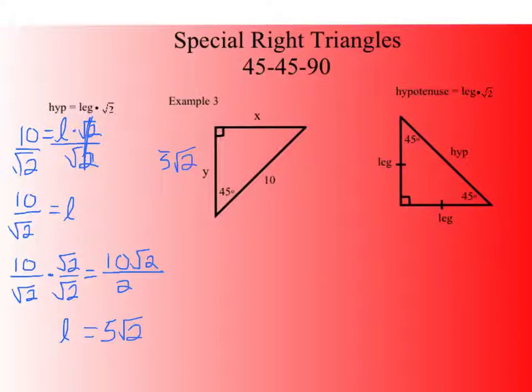And if one of our legs is 5 radical 2, then our other leg is 5 radical 2. Remember, the legs are the same.